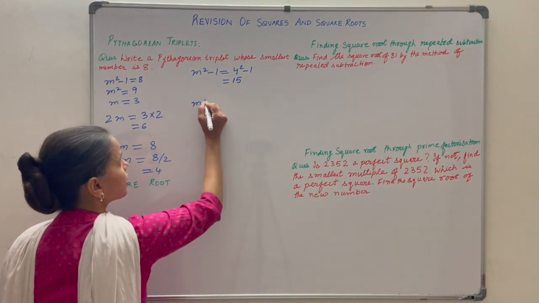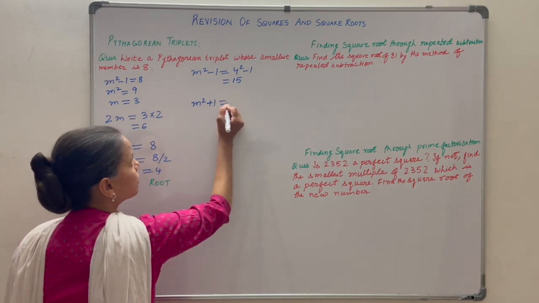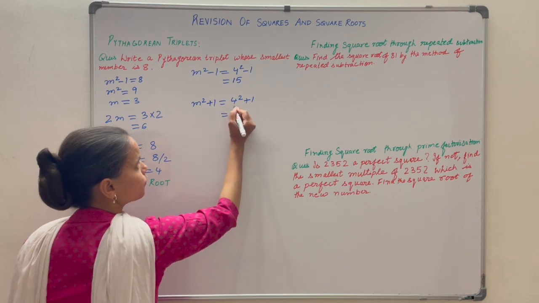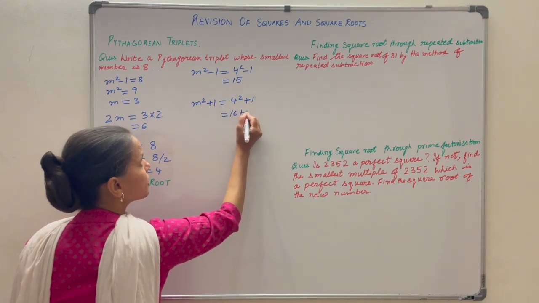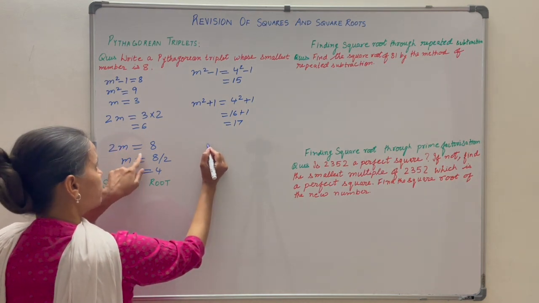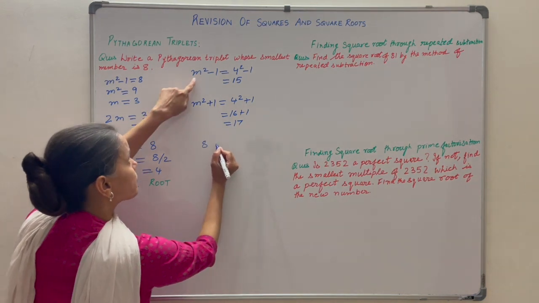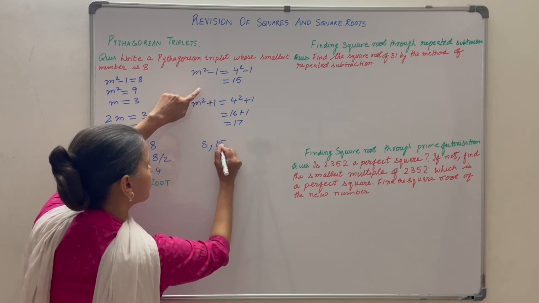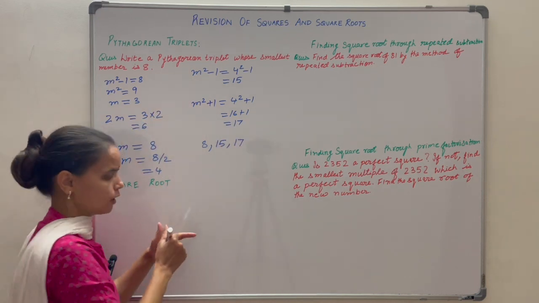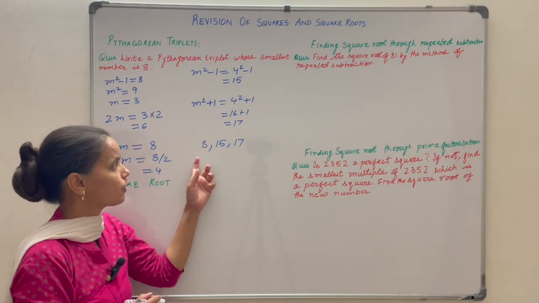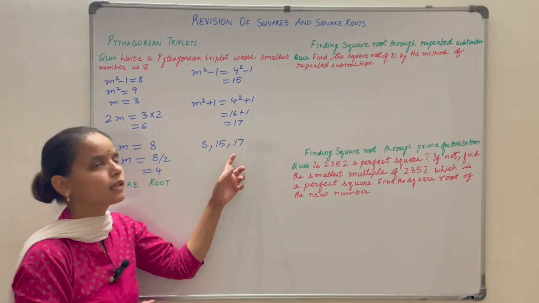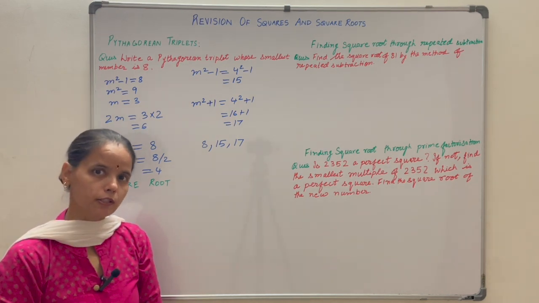Now let us find out m square plus 1. So m square is 4 square plus 1. So 4 square is 16, plus 1 is 17. So the Pythagorean triplets are 2m, that is 8, m square minus 1, that is 15, and m square plus 1, that is 17. So here you can see out of the three numbers, 8 is the smallest number. So 8, 15 and 17 are the Pythagorean triplets.